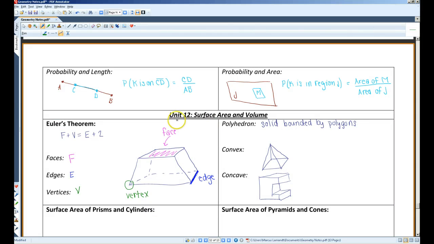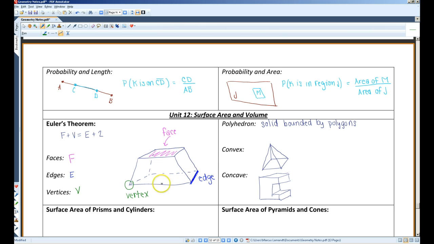Alright, last unit of the year, Unit 12, Surface Area and Volume. A polyhedron is a solid that is bounded by polygons. These polygons are called faces, okay? And all the faces of a polyhedron enclose a certain region of space. An edge of a polyhedron is a line segment formed by the intersection of two faces.